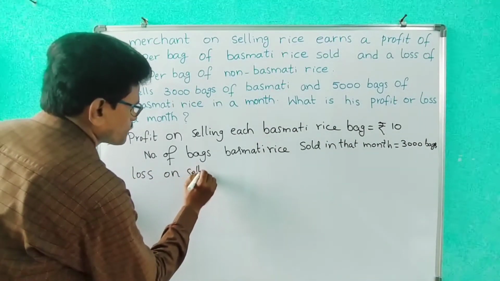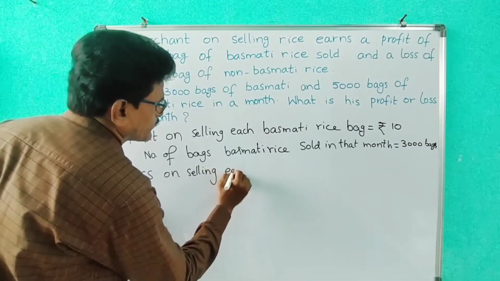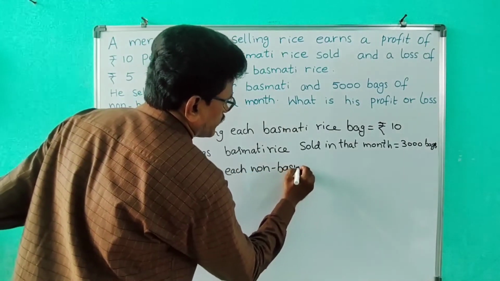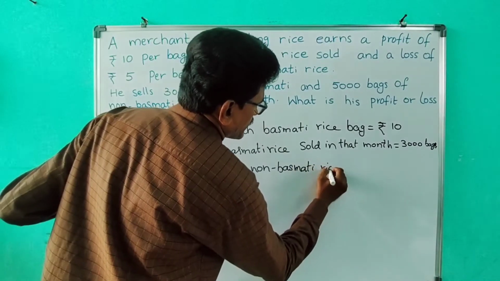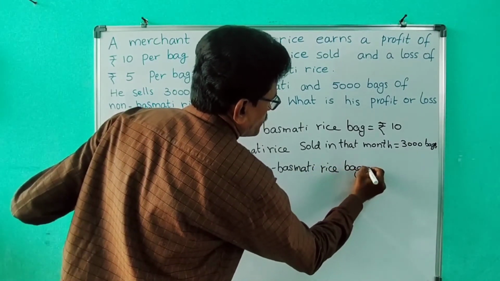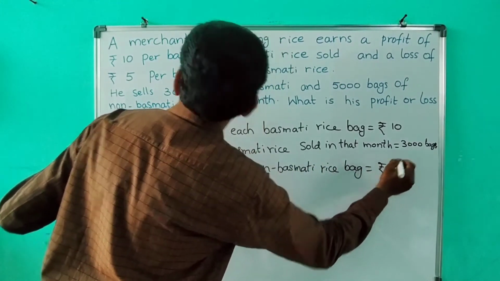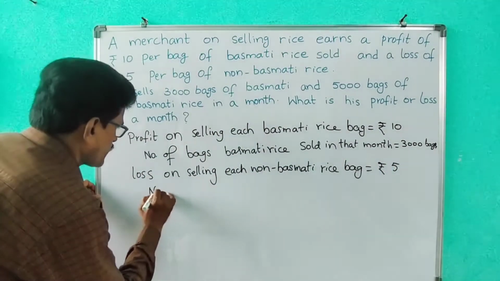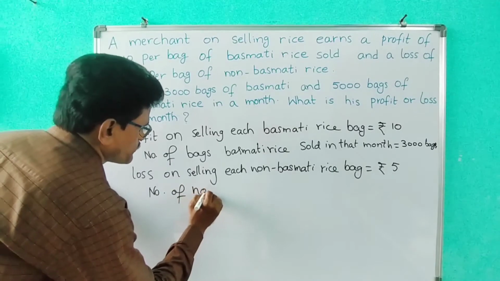Like this, loss on selling each non-basmati rice bag. How much loss is he getting? Say 5 rupees loss. Okay.